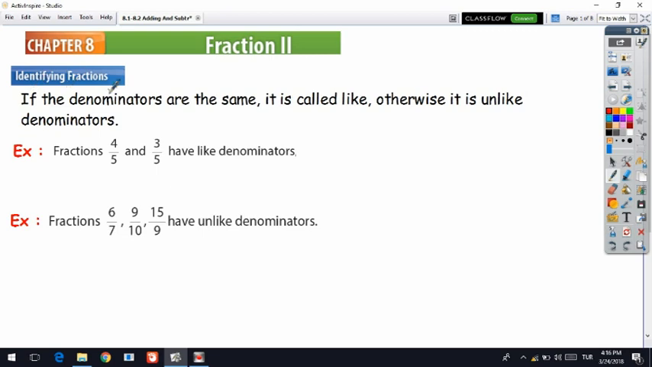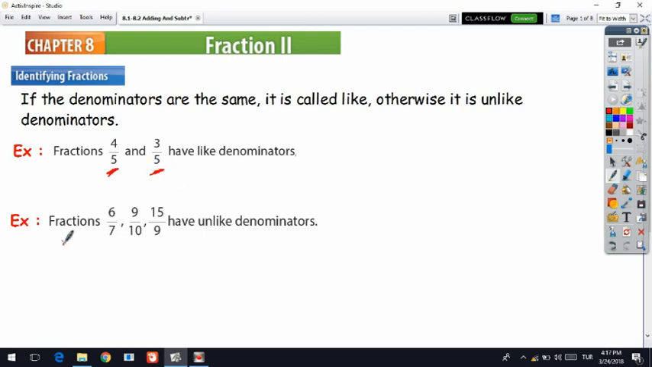As you know, we have groups for the fractions. If the denominators are the same, it's called like. Otherwise, it's unlike denominators. Okay, now let's see an example. Fractions 4 over 5 and 3 over 5 have like denominators. Why? Because the 5s are the same.